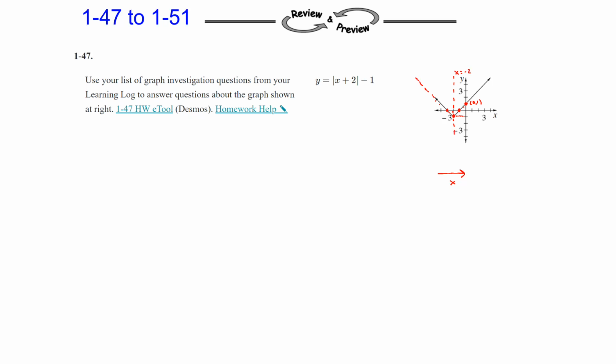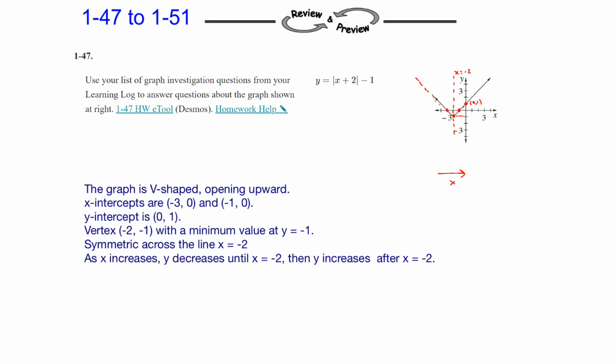If there's anything else that you can think about, we covered a lot there. So let me go ahead and type this out so you can see the different things that we just talked about. There I put it all together as to, once again, what the learning log is helping us describe. The graph is V-shaped, opening upward. I labeled the x-intercepts and the y-intercept. Pay attention, they're ordered pairs, not just numbers.